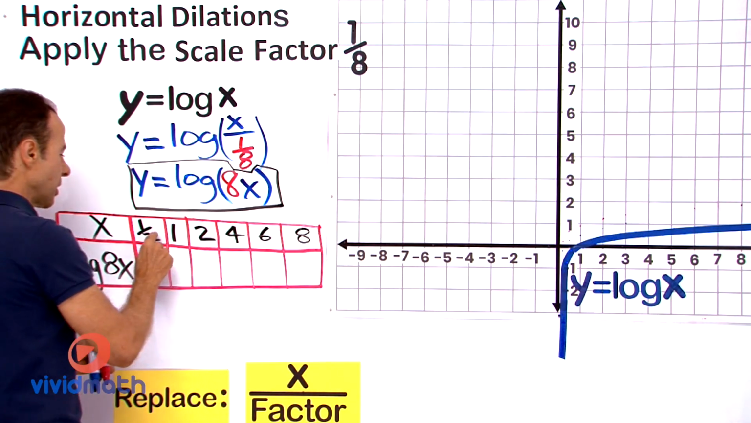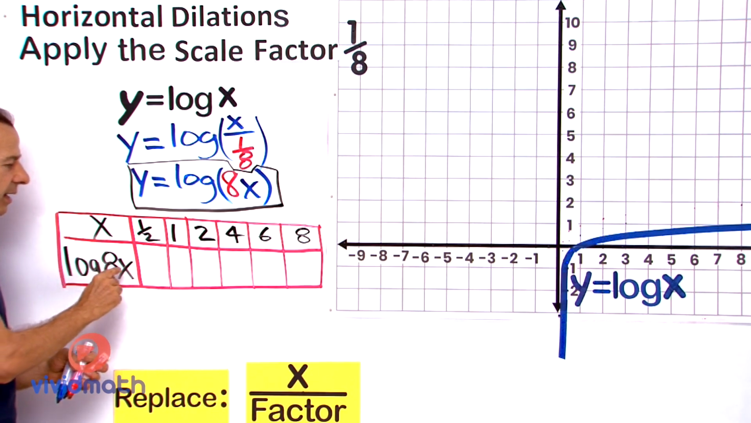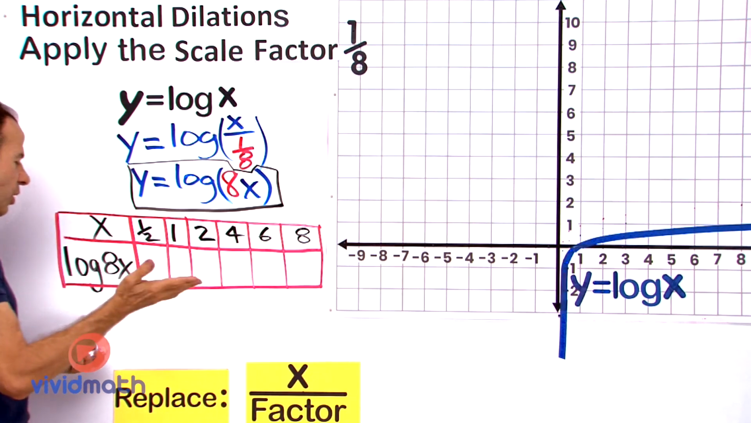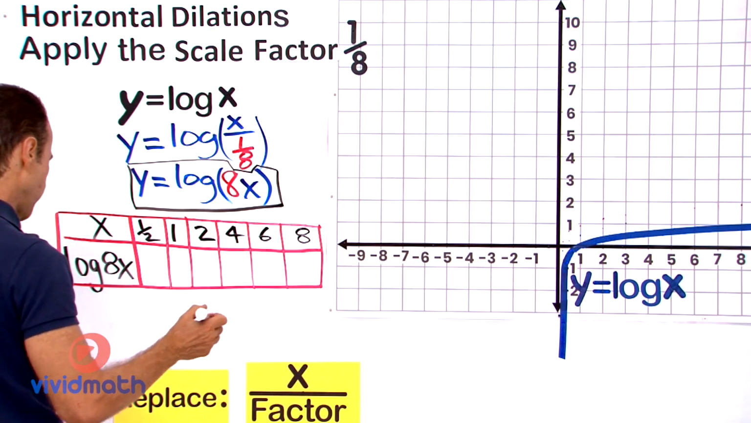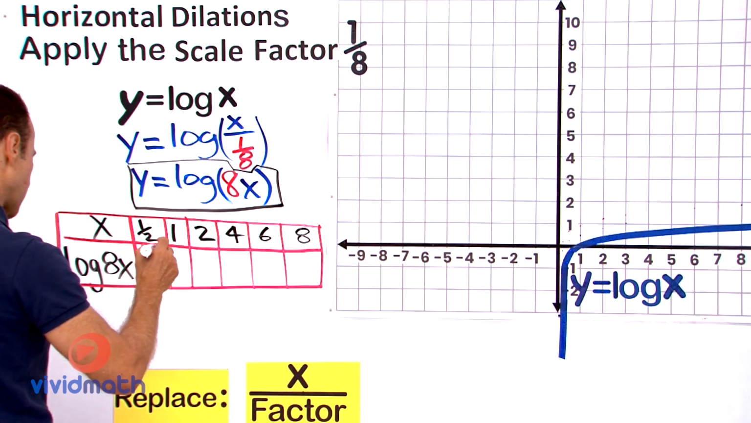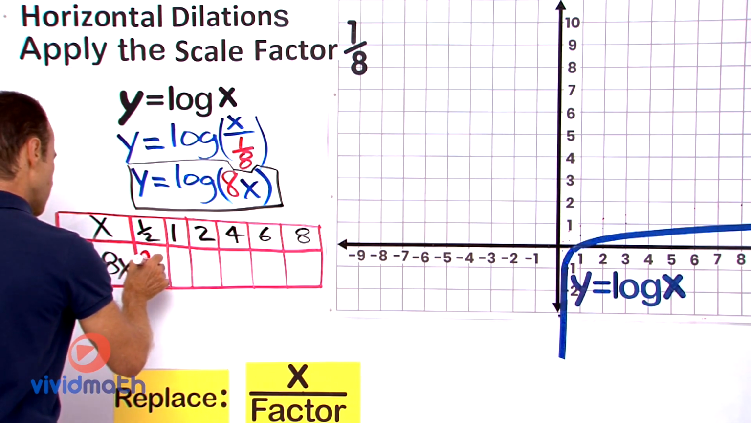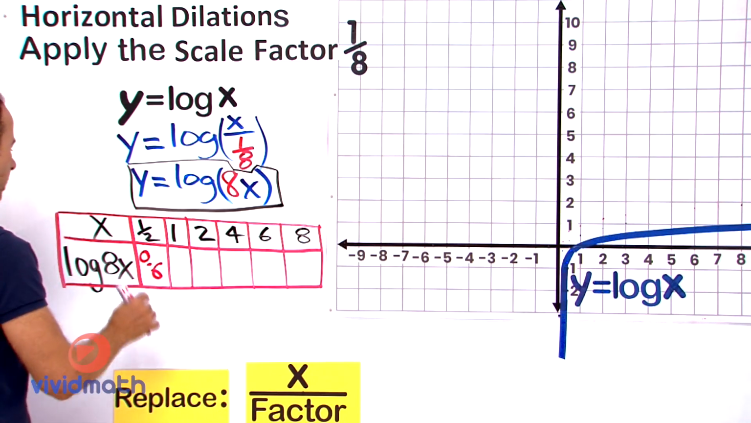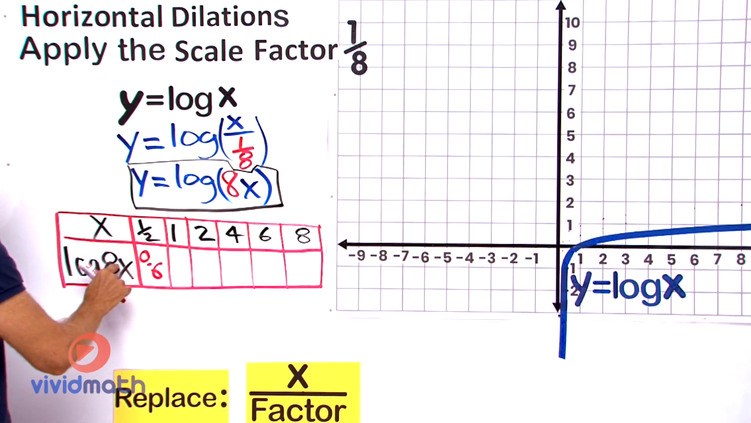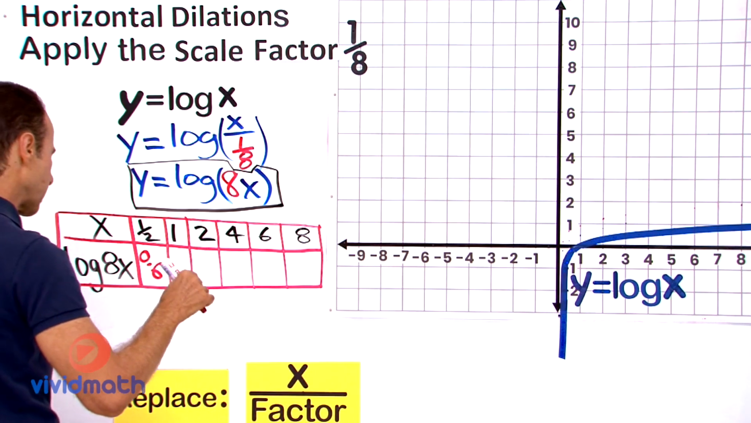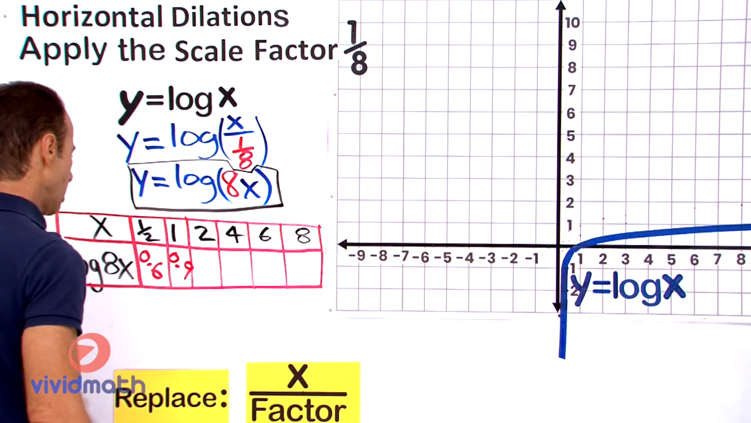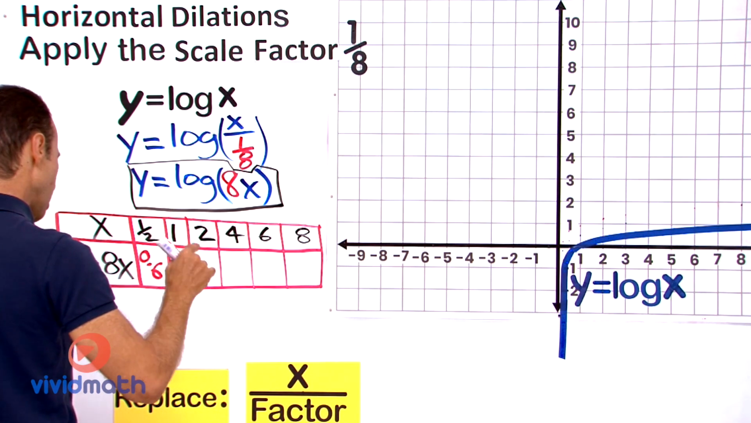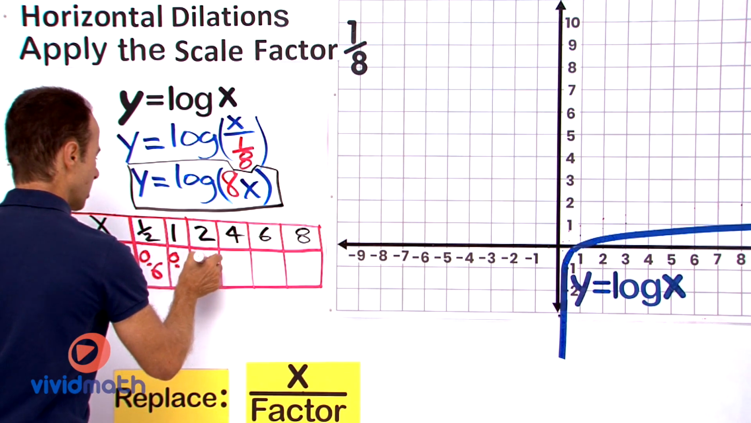Okay, let's substitute 1/2 into log 8x. That's going to replace the x, 1/2. 8 times 1/2 is 4, so log 4. What's log 4 going to be? You put it in your calculator, and that's going to give you a value of 0.6. Okay, let's put in 1. 1 times 8 is 8, so log 8 in your calculator will be about 0.9. Okay, let's go to 2. 2 times 8 is 16. Log 16 is about 1.2.